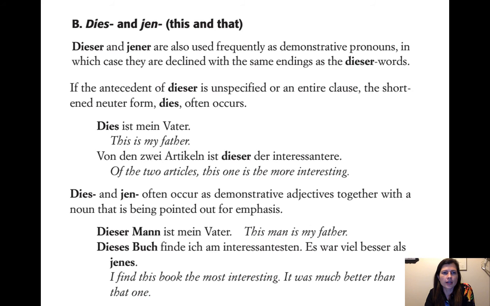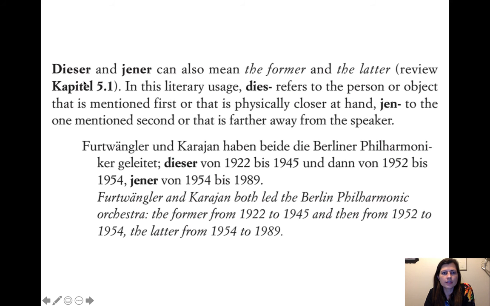It's omitted because it's implied. And then dieser and jener can also mean the former and the latter, like this one and that one, right? So in literary usage, dieser refers to the person or object that's mentioned first or that is physically closer at hand. And jen plus ending is the second or the farther away from the speaker. So Furtwängler und Karajan haben beide die Berliner Philharmoniker geleitet.